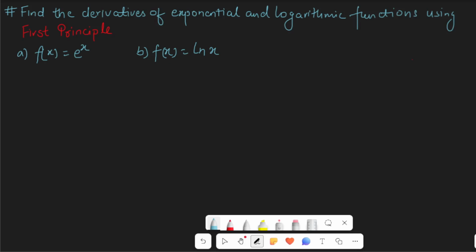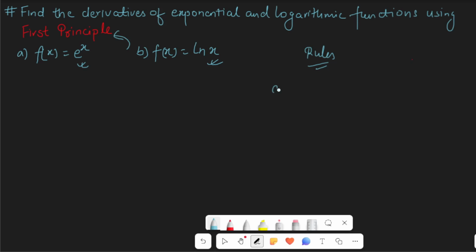In this video, we are going to find derivatives of exponential and logarithmic functions using first principle. In earlier videos, we stated some rules that would help us calculate derivatives faster, but these rules are still incapable of finding derivative of these functions. So we'll have to resort to first principle to find the derivatives of these functions.